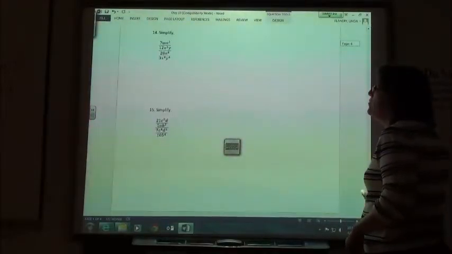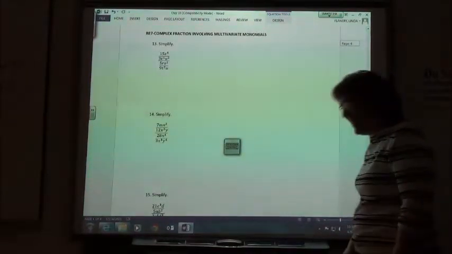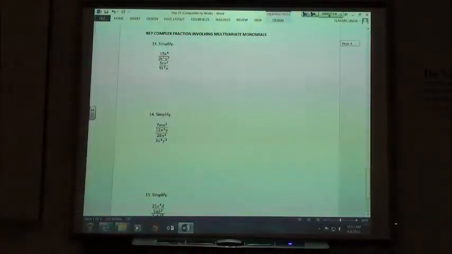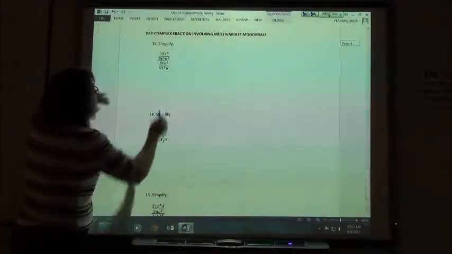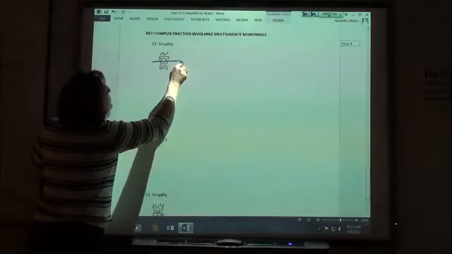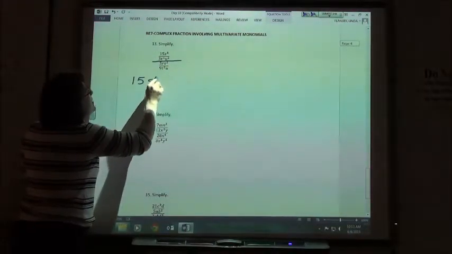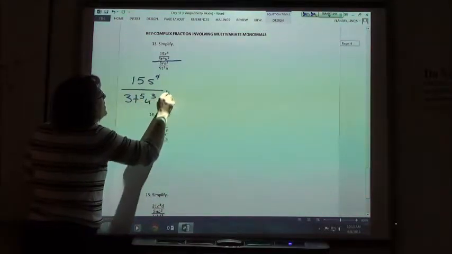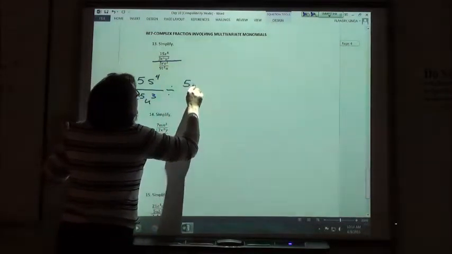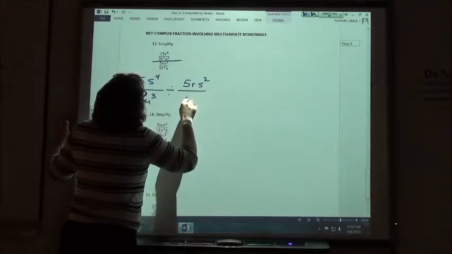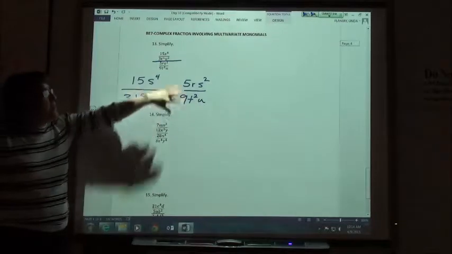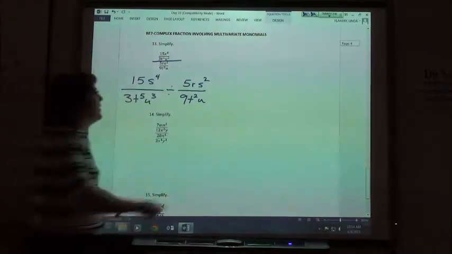And the last three, now they made them a big mess. Complex fractions, but now we've got a whole bunch of variables in there. Same kind of rule applies. If I were to rewrite this, here's where my fraction bar would be. I would say 15s to the 4th over 3t to the 5th u cubed divided by 5rs squared over 9t squared u. So again, since we're dividing fractions, we end up inverting and multiplying.